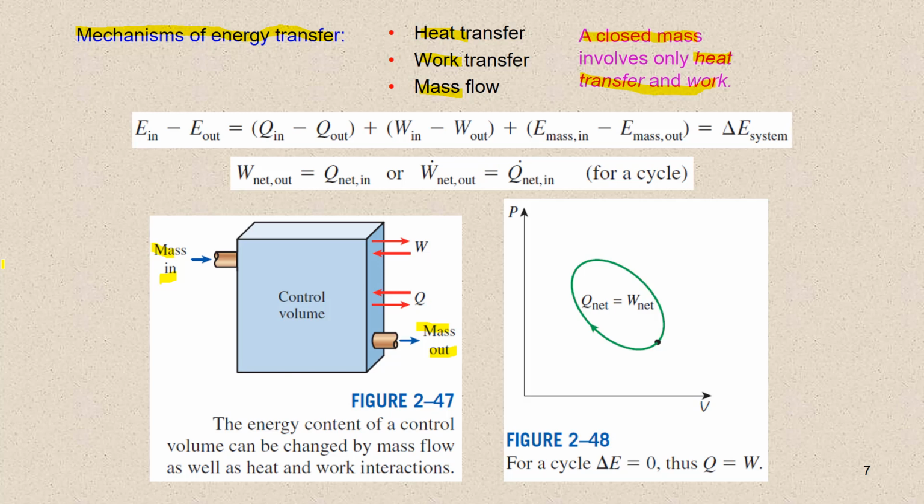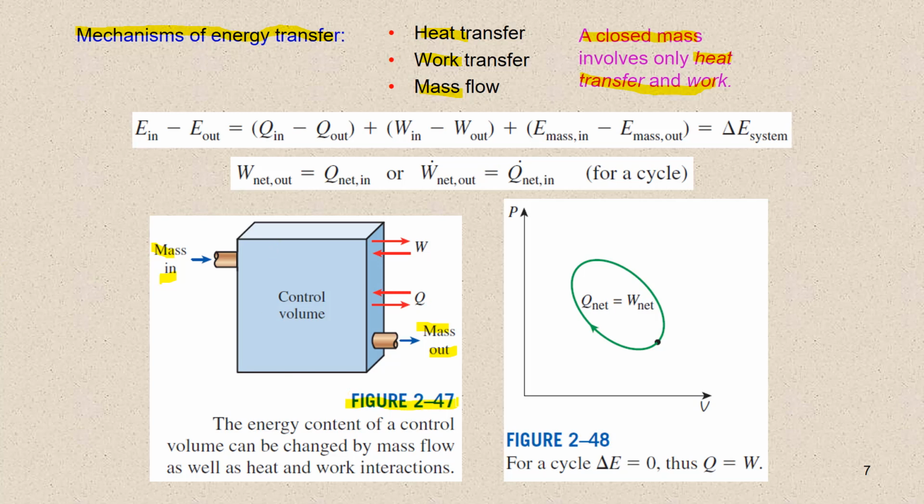Likewise, when mass leaves the system, the energy contained within the system decreases because the leaving mass takes out some energy with it. For example, when some hot water is taken out of a water heater and is replaced by the same amount of cold water, the energy content of the hot water tank, or the control volume, decreases as a result of these mass interactions, as you can see in figure 2-47.